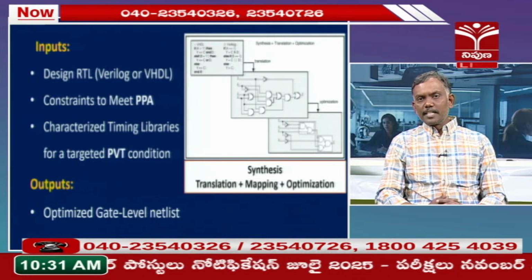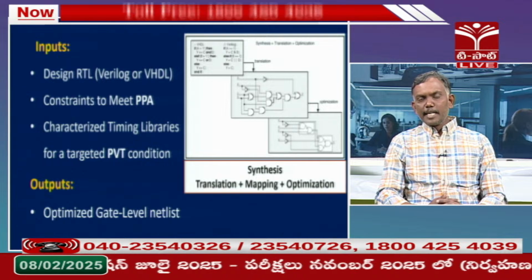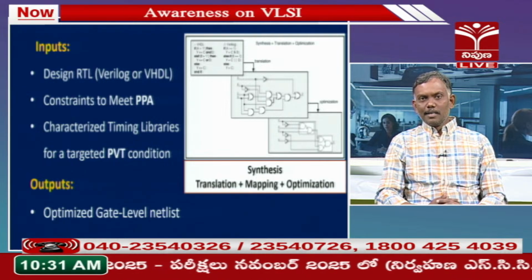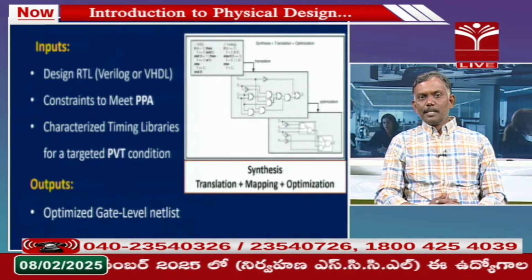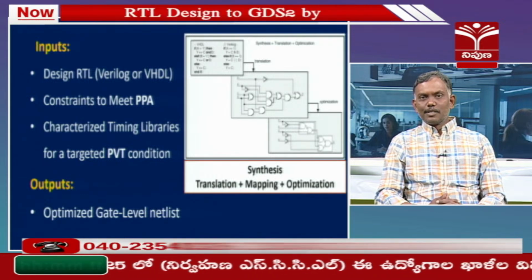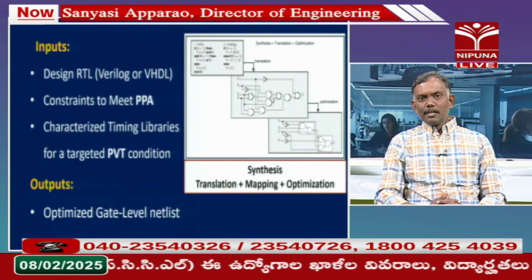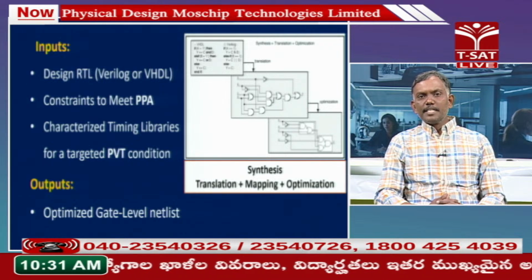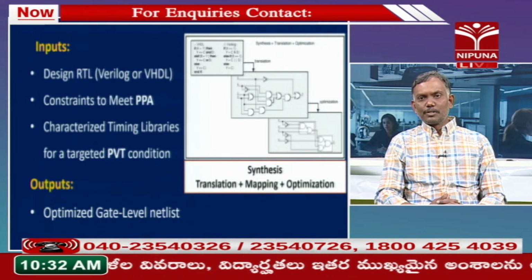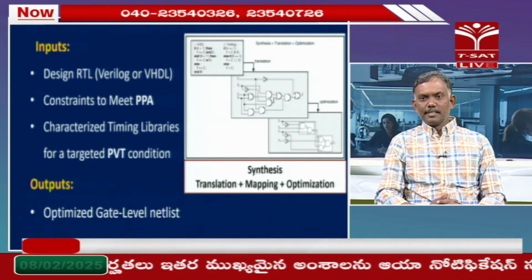And the next one is the fast corner. Because of the PVT variations, the cell delay may decrease also. Fast means your system becomes fast. That is called the fast corner. Now we have three corners: slow corner, fast corner and typical corner. Which corner libraries do I need to choose while running the synthesis? That is called targeted PVT conditions.